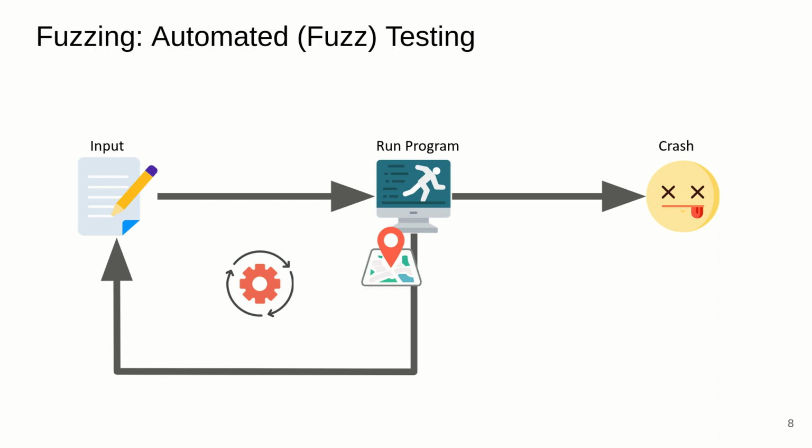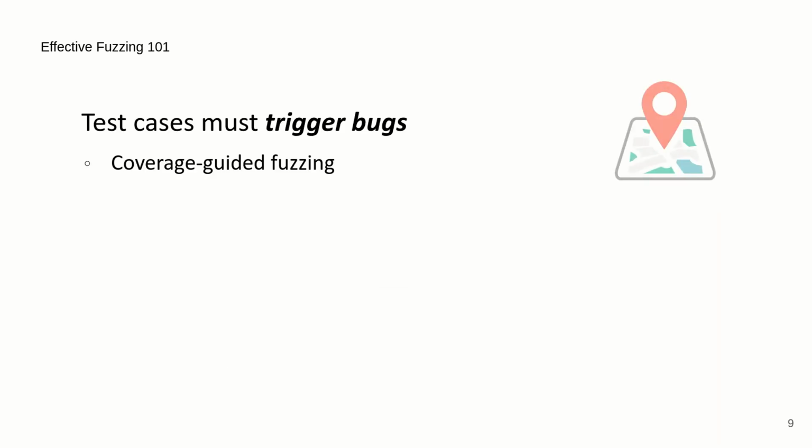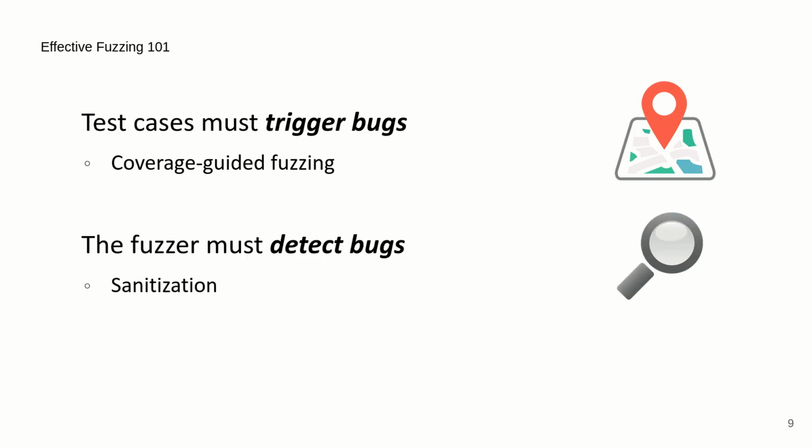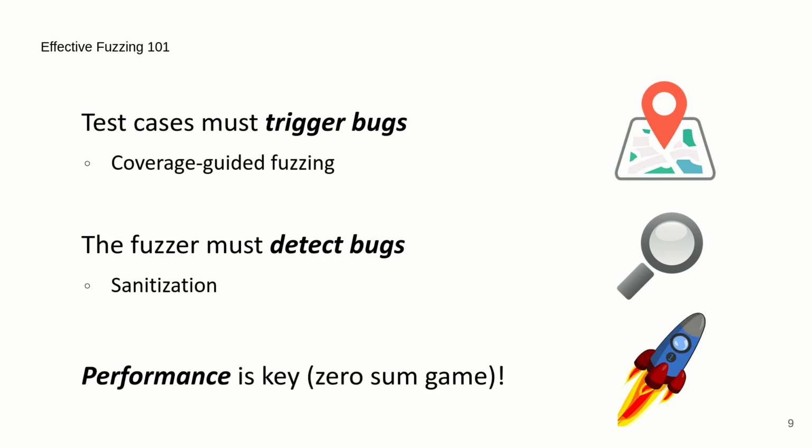Now, how do we make fuzzing more efficient or most efficient? And it's inherently an engineering question, right? So efficient fuzzing depends on a set of steps. First, test cases must trigger bugs, and for that we'll use coverage-guided fuzzing. The fuzzer must be able to detect bugs, and for this we'll use sanitization. More on this next week as well. And this is why fuzzing is so interesting to me.